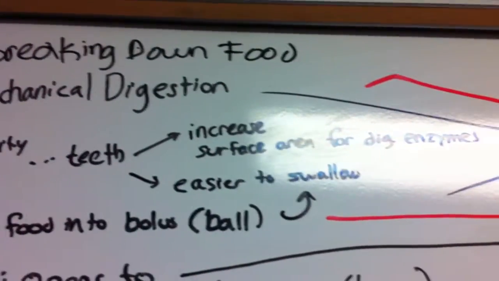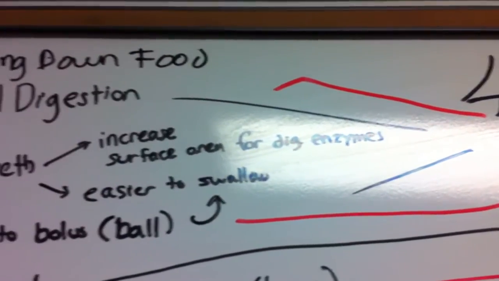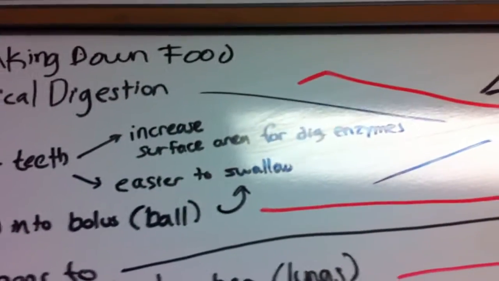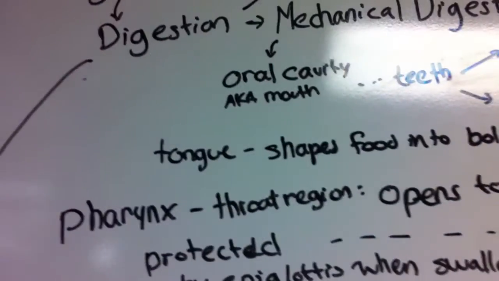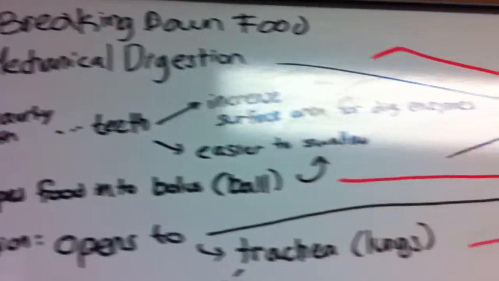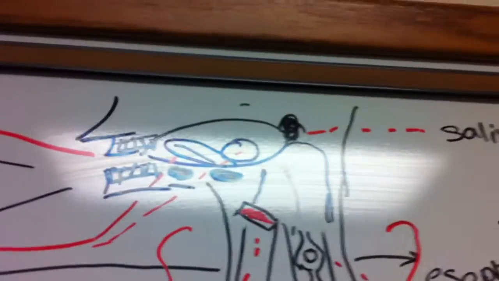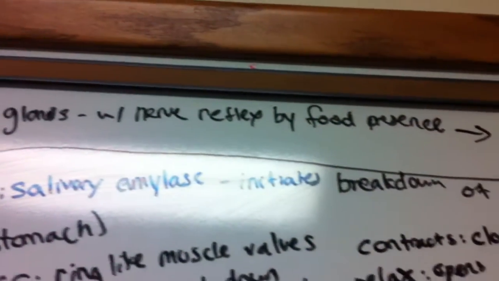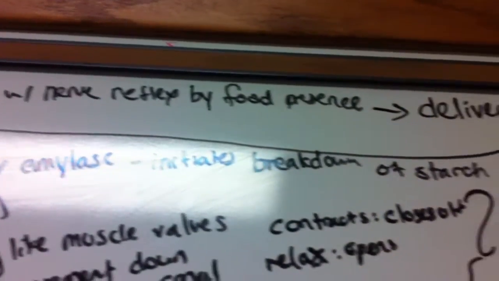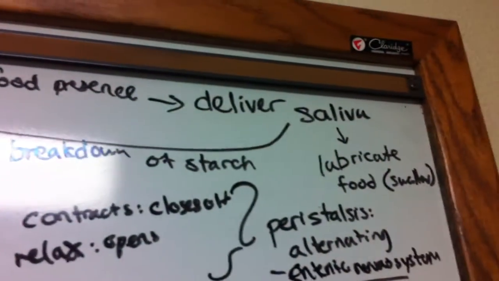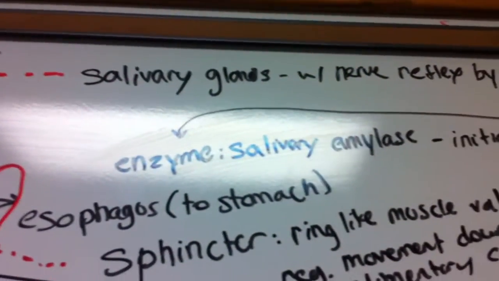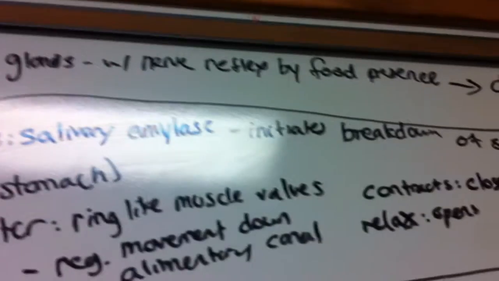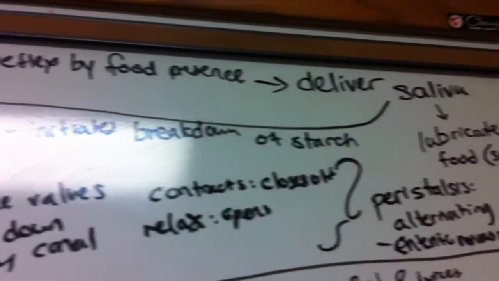Your mouth will have your teeth, which will increase the surface area for your digestive enzymes and will make your food easier to swallow. Now, your tongue will shape your food into a bolus, also known as a ball of food. The salivary glands located in your mouth will, by nerve reflex, cause a delivery of saliva, which will lubricate your food and also contains an enzyme called salivary amylase. Salivary amylase initiates a breakdown of starch.